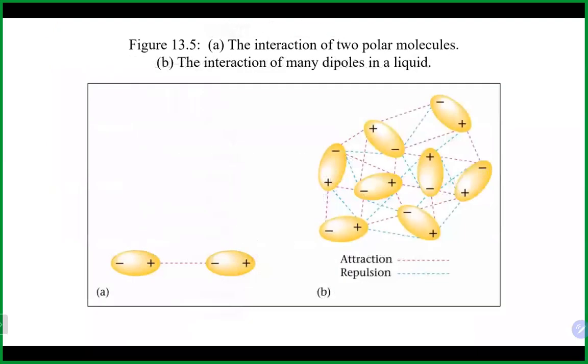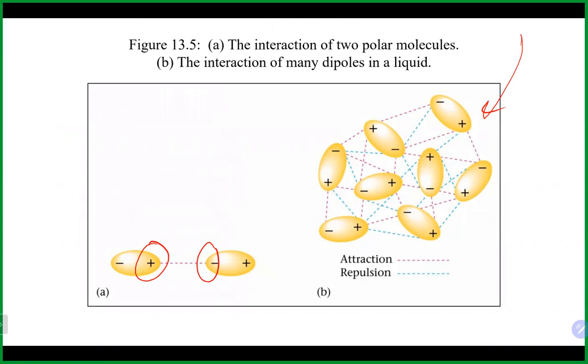And here's some pictures of those interactions. Again, our polar molecules, positive side of one, negative side of another. By the way, when a bunch of polar molecules get together, they do try to maximize the attractive forces between a polar molecule and another one and minimize the repulsion forces.